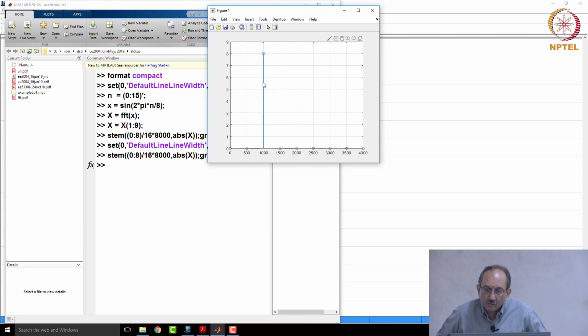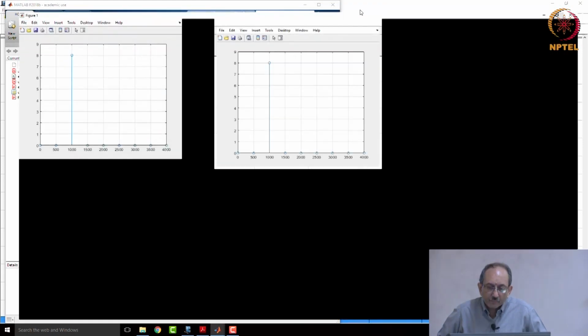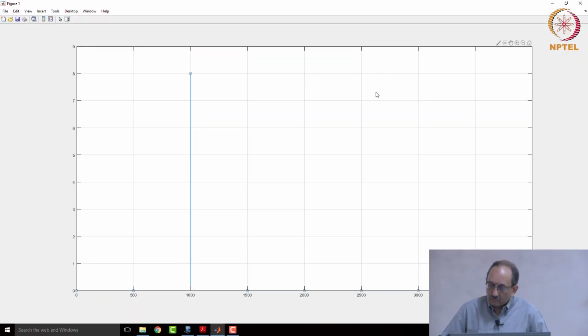So the x axis is frequency. This goes from 0 to Fs by 2, because from Fs by 2 to Fs the magnitude plot will be the same. Now, the sequence frequency was 1 kilohertz, and you see at this point a value of 1, and at every other bin index the value is 0.